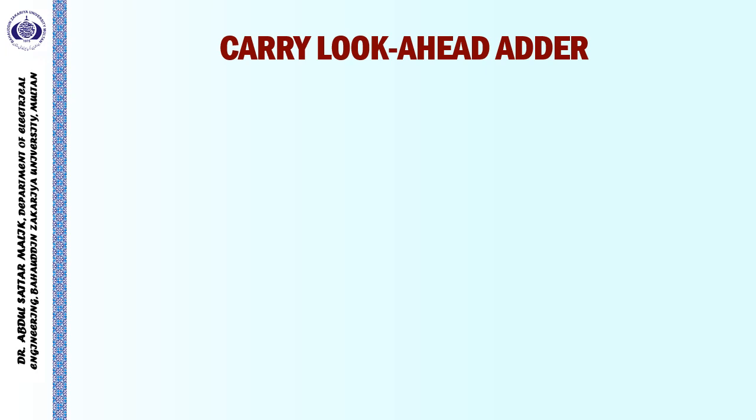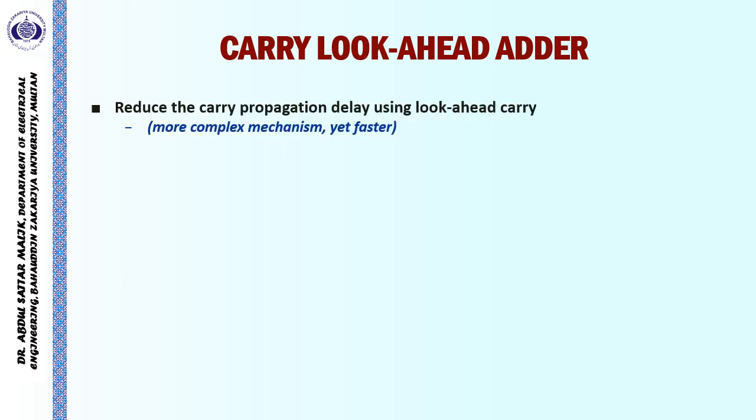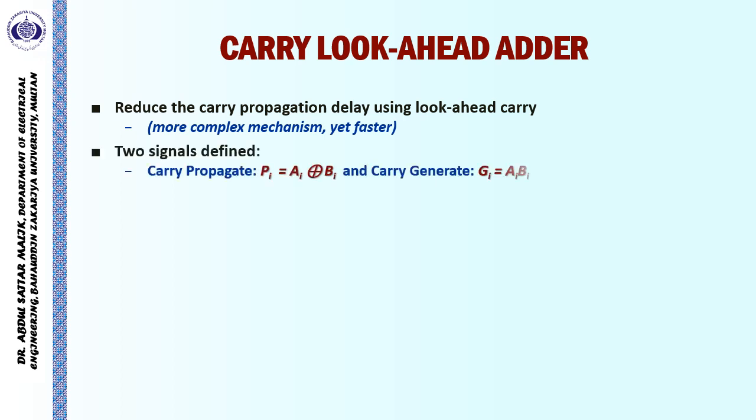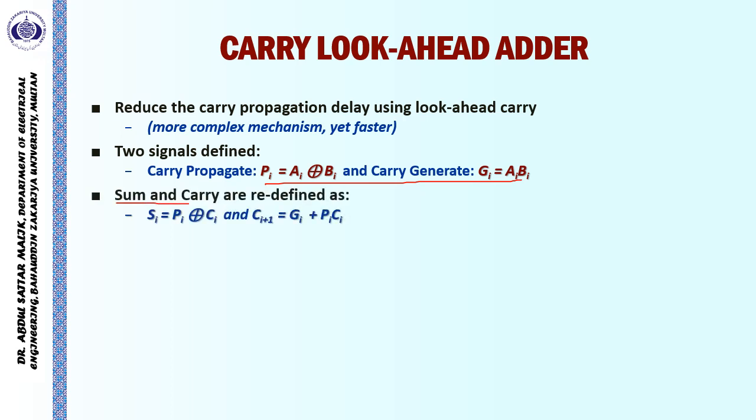So, in order to overcome the issue, we will design a circuit called the carry look ahead adder. We reduce the carry propagation delay using look ahead carry, a more complex mechanism, but still it is faster. Two significant signals we define: carry propagate Pi is equal to Ai exclusive OR Bi, and carry generate Gi is equal to Ai Bi. Sum and carry are redefined as sum is equal to Pi exclusive OR Ci, and next carry Ci plus 1 is equal to Gi plus Pi Ci.